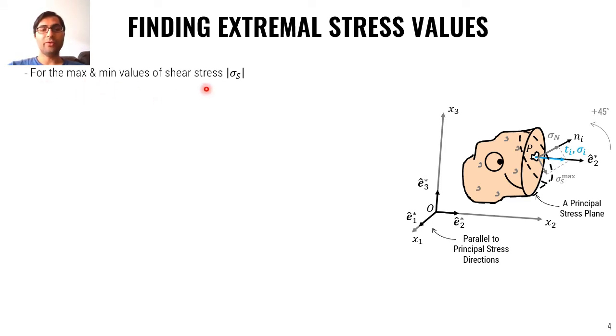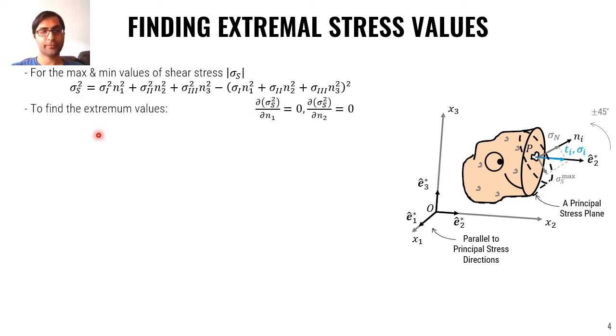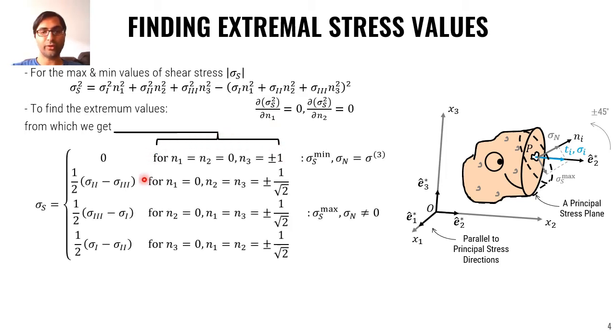To find the maximum and minimum values of sigma s, which we've already found this equation for, we need to differentiate it with respect to either n1 or n2, since we already know that we can find n3 based on the other two, and set it to 0. So by forming these equations and setting them to 0, we can find four sets of solutions for n1 and n2, and subsequently find n3 based on them.